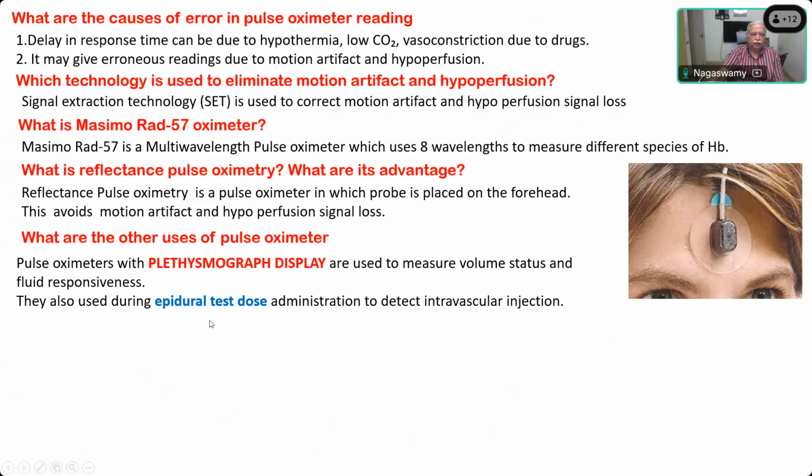So, what will happen if you use this during epidural test dose? Adrenaline will cause tachycardia, a heart rate rise of more than 20 beats per minute. So, what is perfusion index?